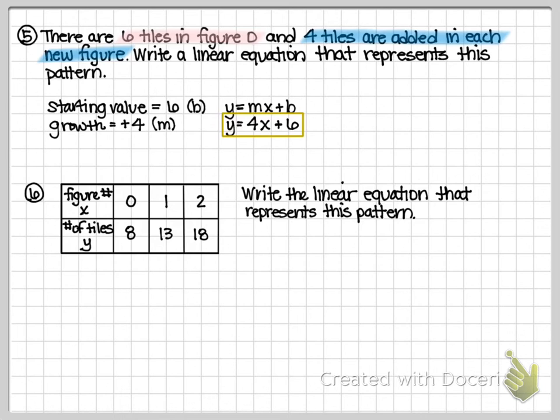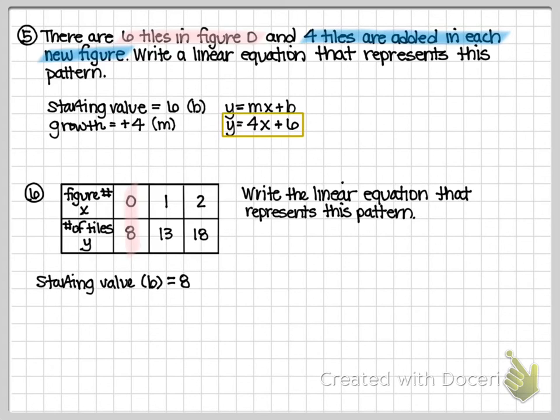Taking a look at my table, I want to be able to find the starting value, which I know I can just by looking for figure 0. So figure 0 and however many tiles are in it. So I know that my starting value is going to be 8. And I know that my starting value in the equation is identified by b. So I'm just going to go ahead and put a b next to it so I know where it goes in the equation. Now, my growth.